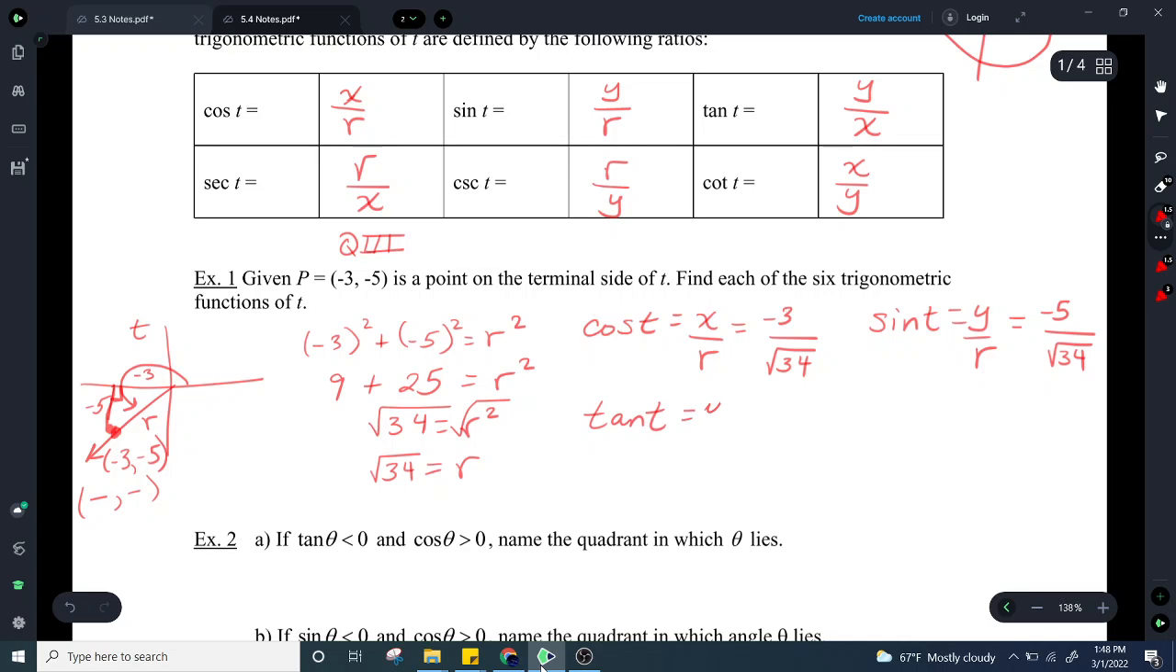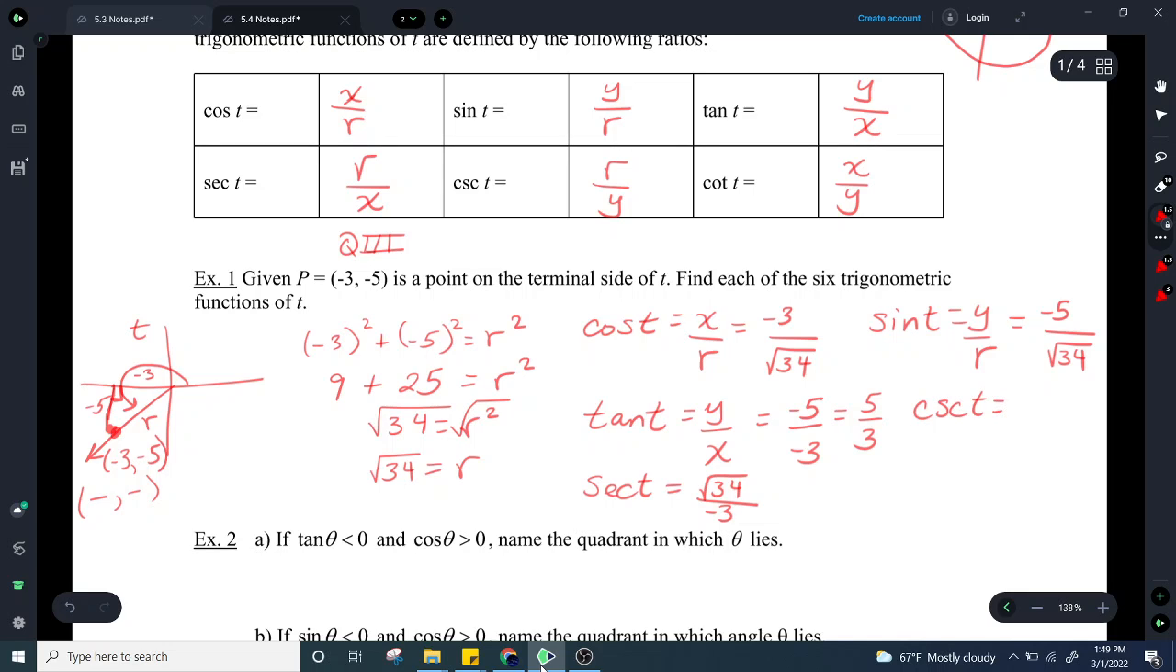Tangent is going to be y over x. So the y value was -5. The x is -3. Clean that up a little bit. We get positive 5/3. And then let's do the other three functions. So secant is the reciprocal of cosine. So if you just take your cosine function and you flip it, or just do r over x, whichever way you want to think about it, that gives me the square root of 34 over -3, or you can put the negative out front.